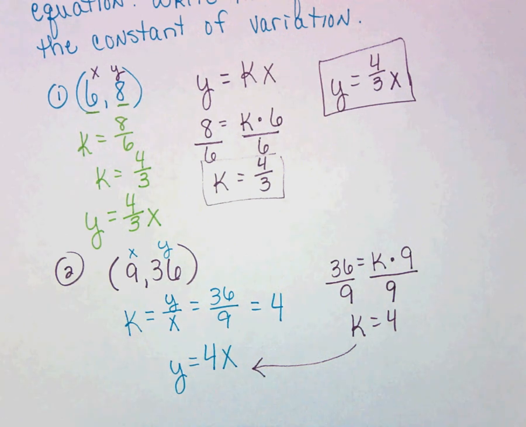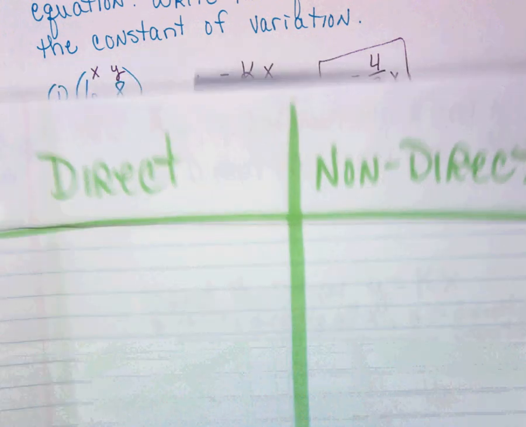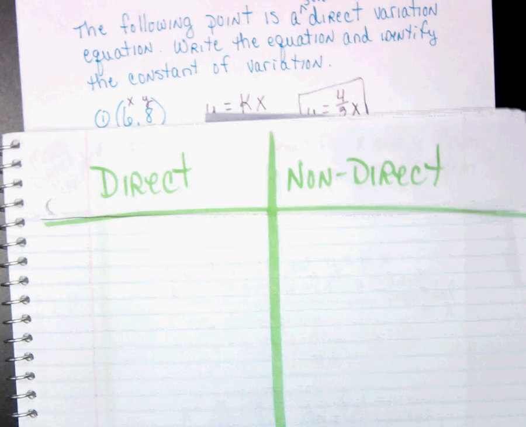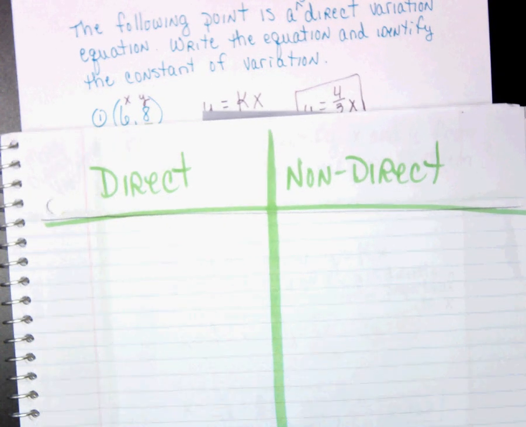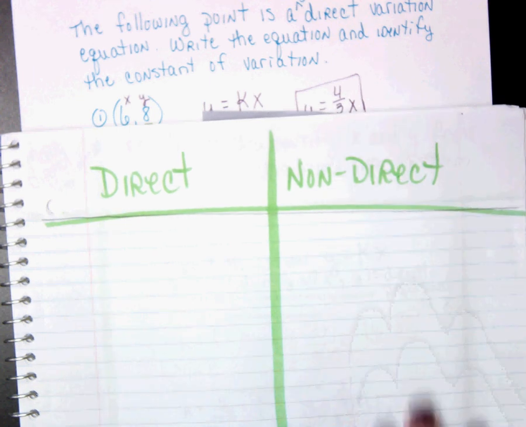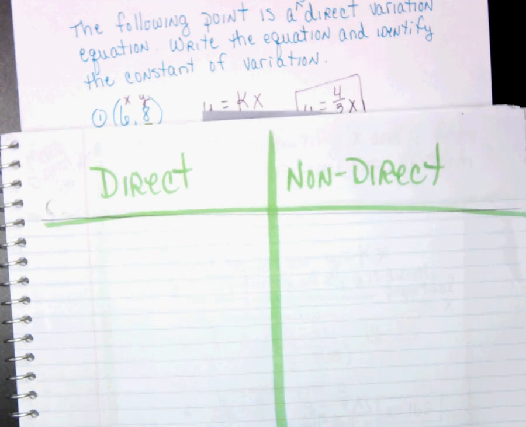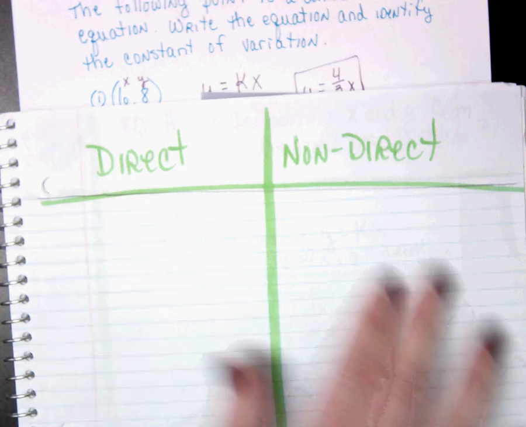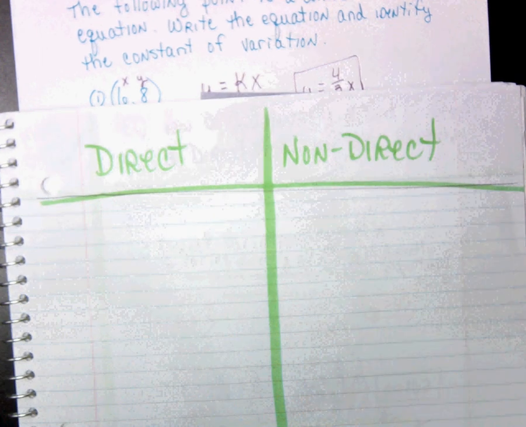Okay, so what I'd like you to do now is, I showed you the cards that I wanted you to identify as direct and non-direct. So in your notebook, go to the next page and divide it so that you have a column for direct variation and one for non-direct, and cut out those pieces and glue them or tape them into your notebook according to how you think they are.